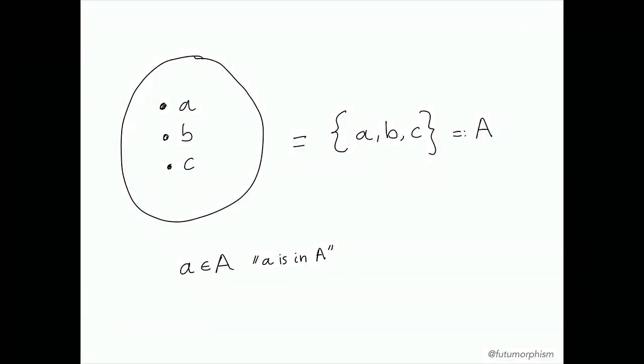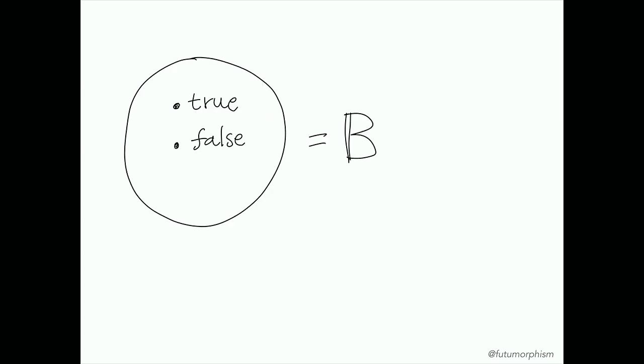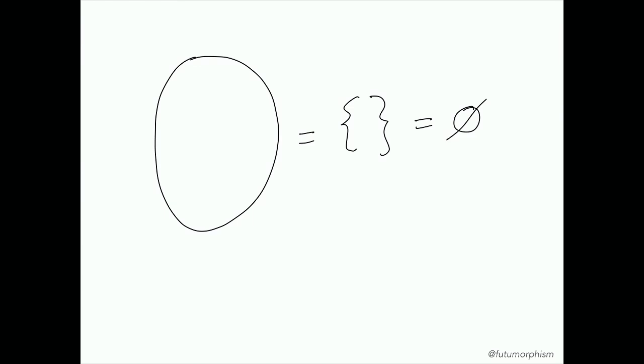So a set, as far as we care about it, is a bag of dots. So here's a way we can represent it. And this symbol means a is an element of A. We can have a set of natural numbers. We can have a set of Booleans. There is also an empty set that doesn't have any elements.